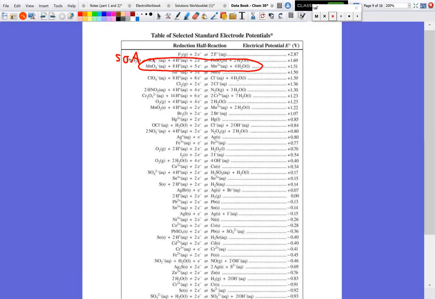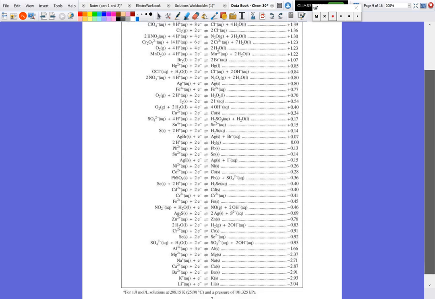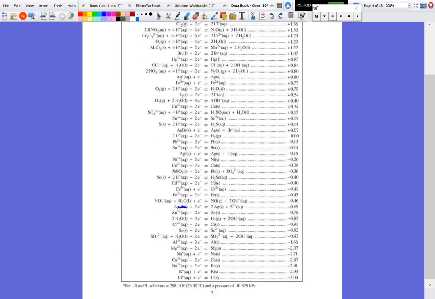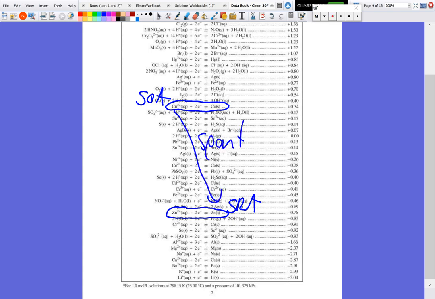Now we know this is going to be a spontaneous reaction, so we have to make sure they follow the spontaneity rule. When we go through, we see our zinc 2 plus and zinc solid right here, and we see our copper 2 plus and our copper solid. So we know copper 2 plus is my SOA, my zinc solid is my SRA, and of course this is a spontaneous reaction. So we know that the copper solid isn't reacting and the zinc 2 plus isn't reacting, but that's fine.